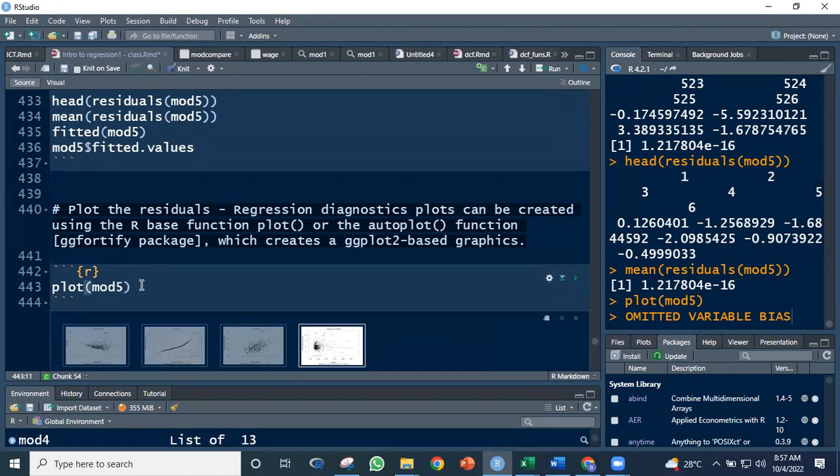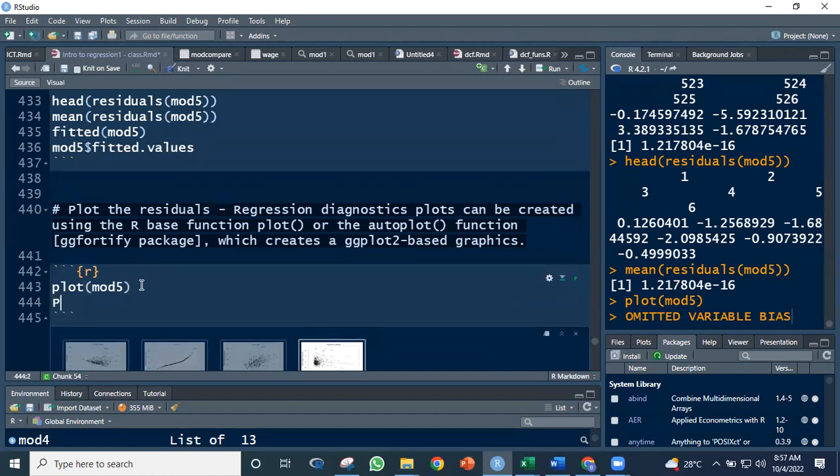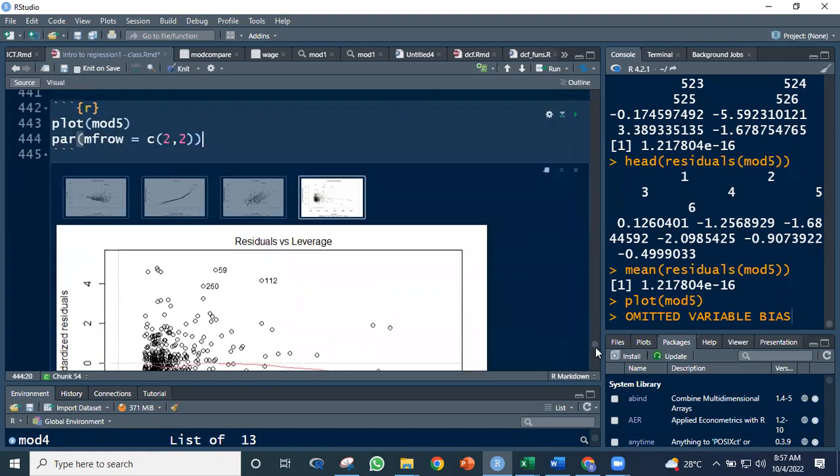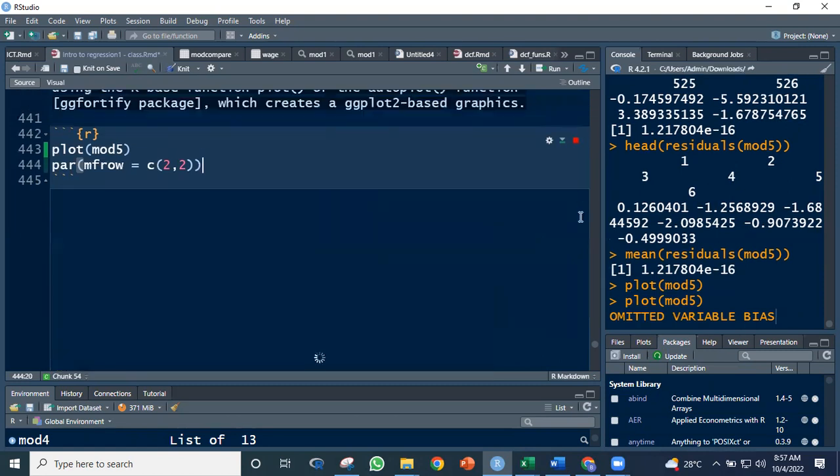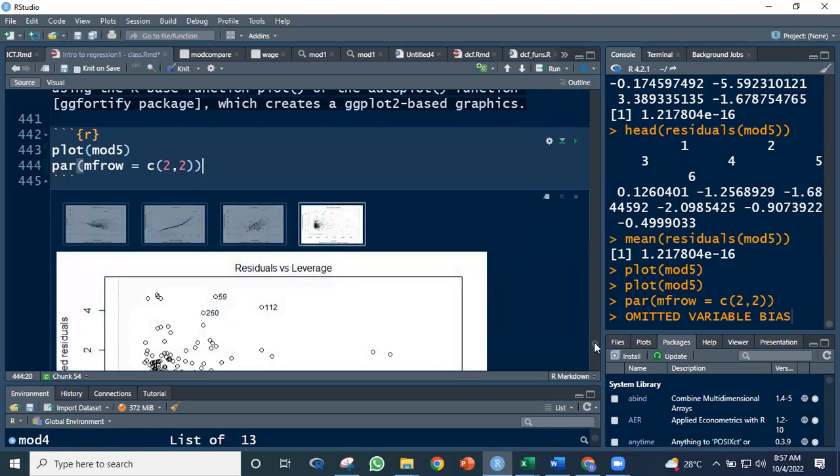By the way, kung gusto niyo isang plot lang siya, no? Okay, isalin niyo na to: par, mfrow equal to c(2, 2). So what does this mean? Ipa-plot natin yung residual plots natin in one. So we have 2 columns, 2 rows. Let's run this. Para kita natin sa isang plot lang.